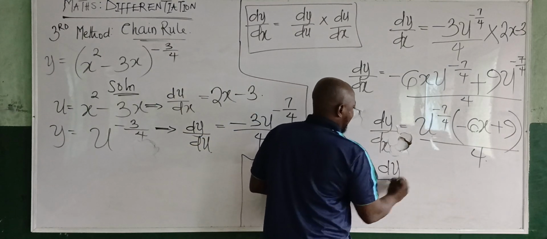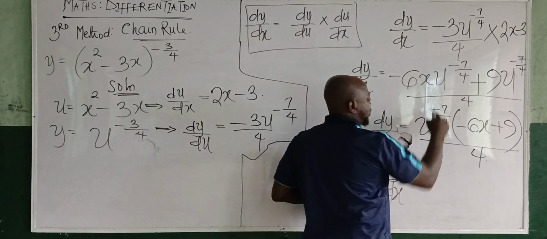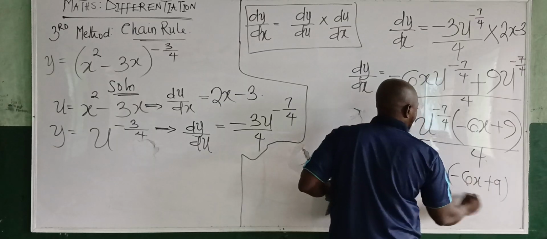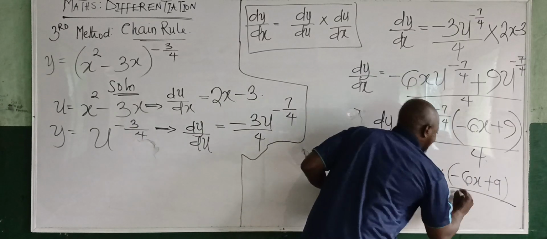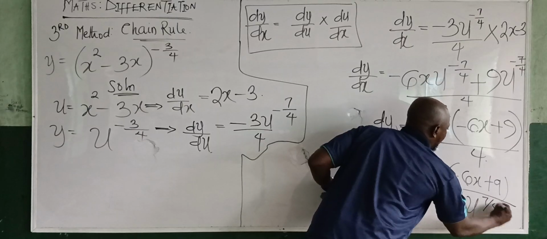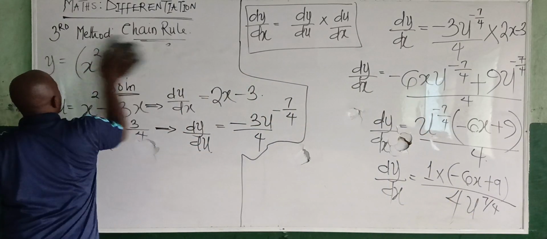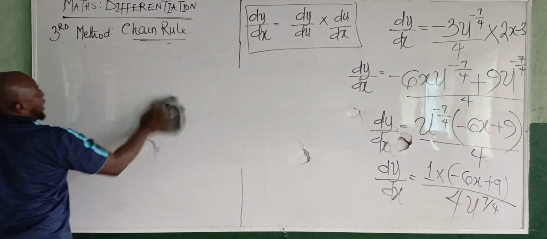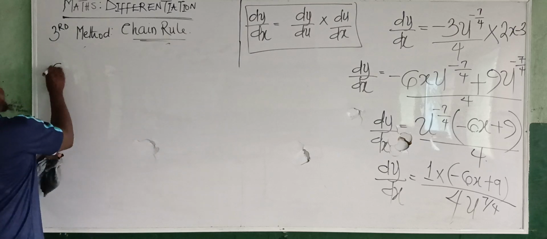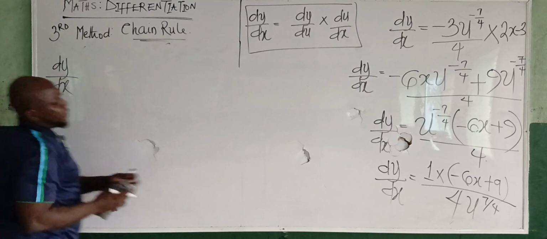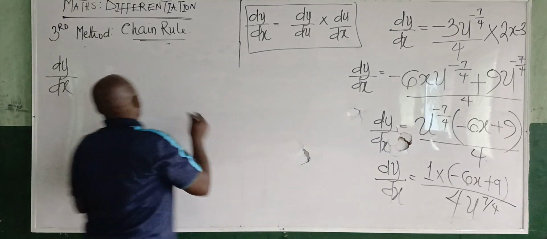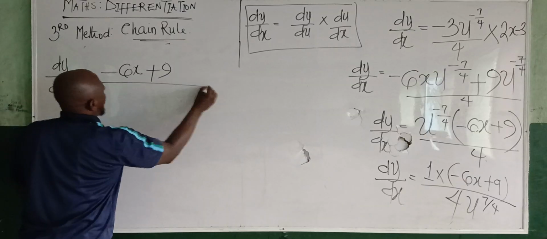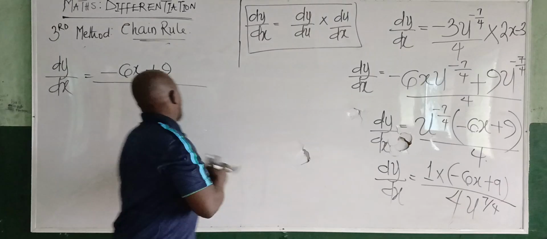So here we now have the dy over dx. When this is introduced, I'm having 1 times all of this, minus 6x plus 9. This is what I'm having. So the u drops now. That becomes 4u to the 7 over 4. That's what I'm having here. Now from this point, I'm therefore going to have that if I bring my dy over dx here, if you multiply 1 times all of this value, you're going to have minus 6, then plus 9. Then all over, if you do that now, we are going to have 4.